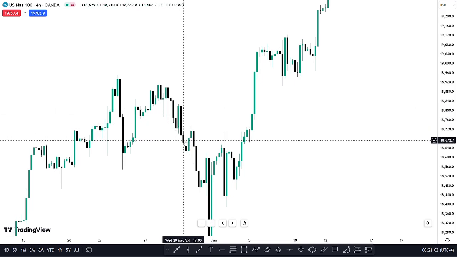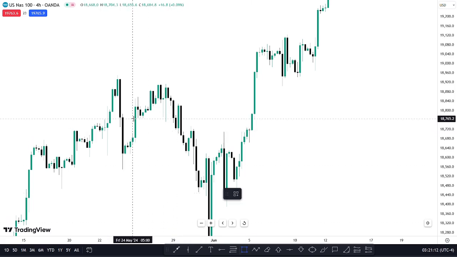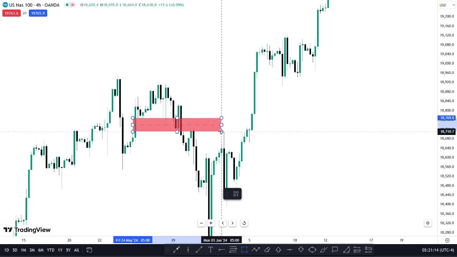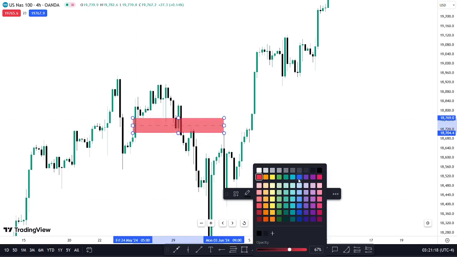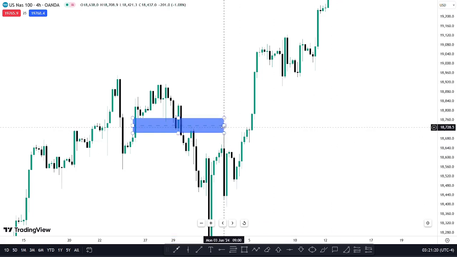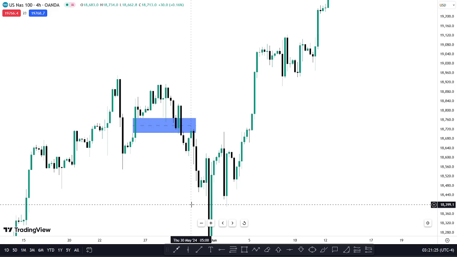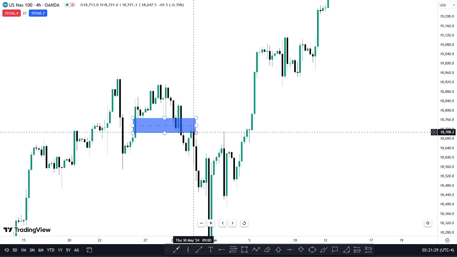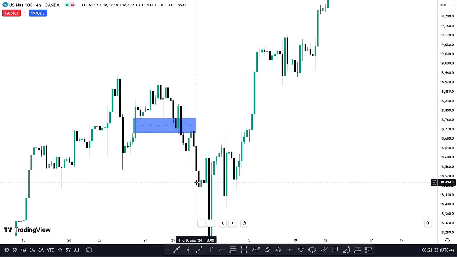Do we have a fair value gap here? No. But we do have a fair value gap right there. If you can check, we do have a fair value gap right here. The market was drawn into that fair value gap. Then we have the next candle. So this fair value gap, what does it say to us? It says that the market should go down.